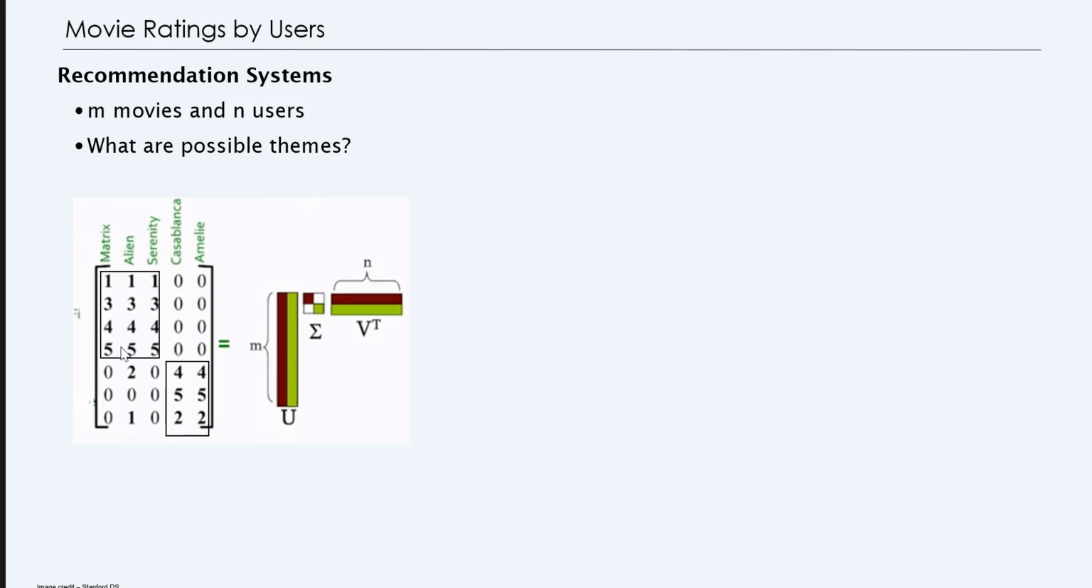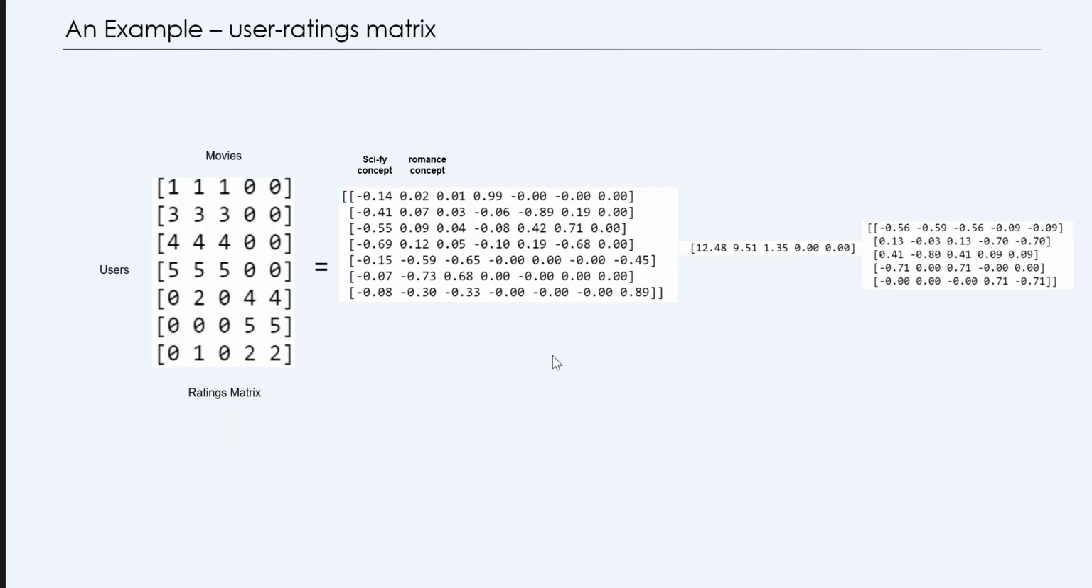Now, if you inspect the matrix, you notice that these are very similar and these are very similar. So that means we might identify there are two themes here. Those themes are the aliens and sci-fi movies and the romantic movies. Now, keep in mind that although we are showing this in a nice way, this can all be scrambled and we may not be able to notice this relationship across all these movies. So that's the point.